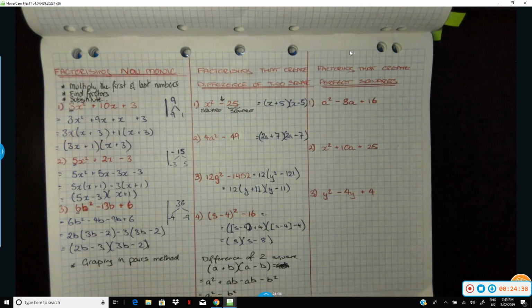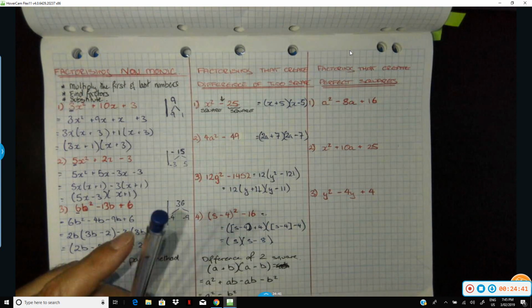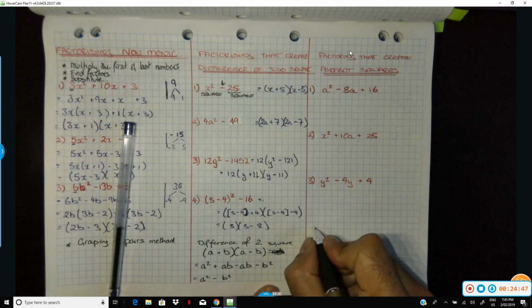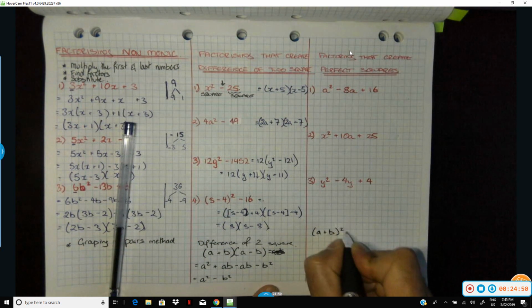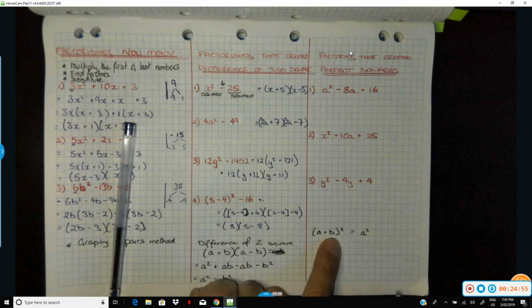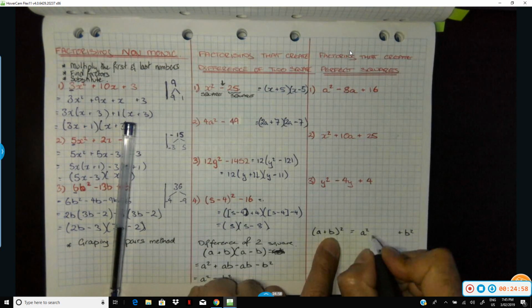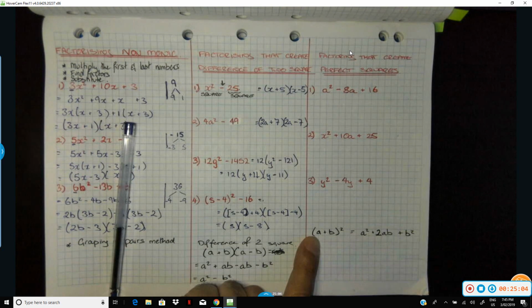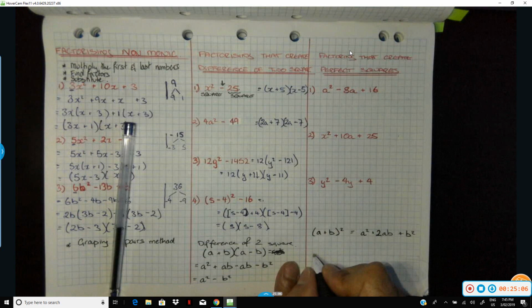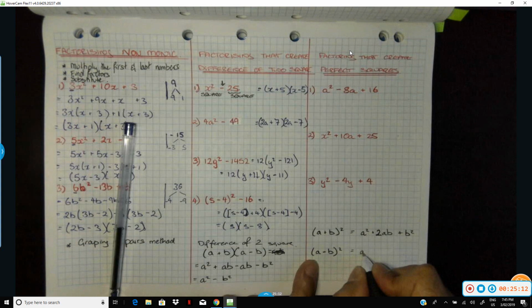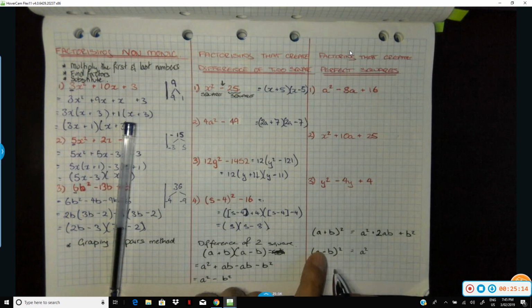Some perfect squares. So we have two perfect squares. We have the square of a plus b squared, which will always give you the first term squared, the last term squared, and two lots of the terms multiplied together. There's also this perfect square, which will give you the first term squared, the last term squared, so minus b times minus b is positive b squared.